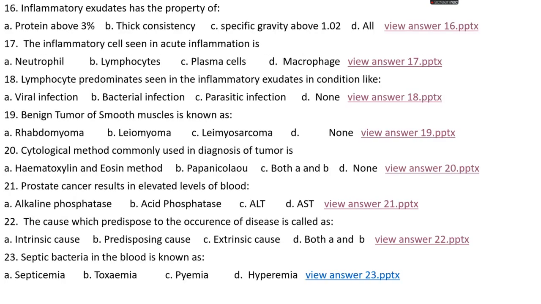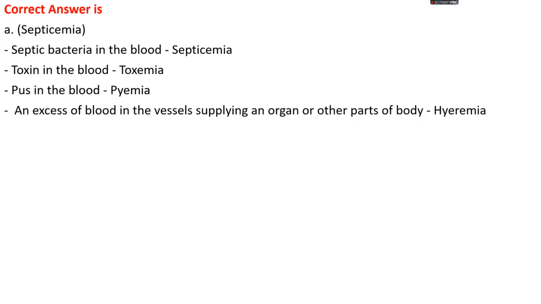Question number 23. Septic bacteria in the blood is known as option A, septicemia, option B, toxemia, option C, pyemia, option D, hyperemia. The right answer is option A, that is septicemia. Septic bacteria in the blood is termed septicemia. The suffix emia mainly refers to presence in the blood. If there are toxins in the blood, that condition is called toxemia. If there is pus in the blood, that condition is called pyemia. An excess of blood in the vessels supplying an organ or other part of the body is known as hyperemia.